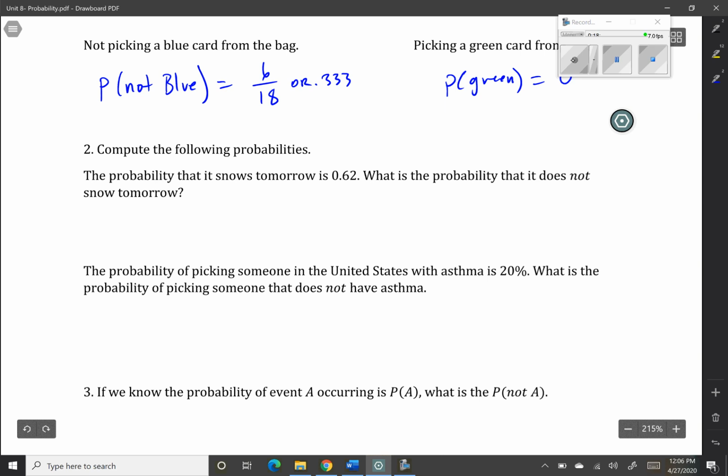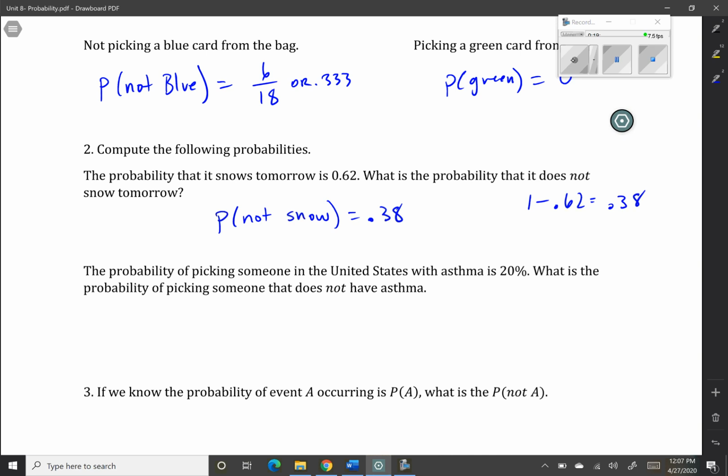All right, number 2. The probability that it snows tomorrow is 0.62. What is the probability that it does not snow? If there's a 62% chance of snowing, the probability of not snow would be 0.38. Now you might be asking, where did I get that number from? Well, all probabilities add up to 1, so if I subtract the 0.62, I get 0.38.